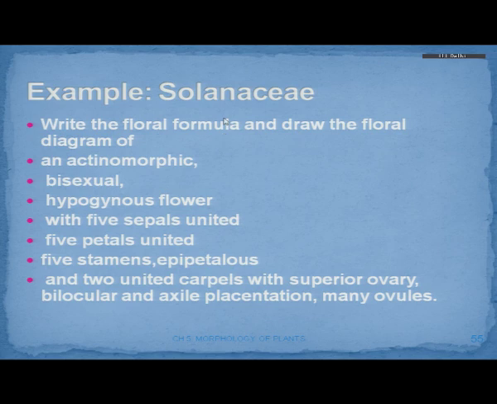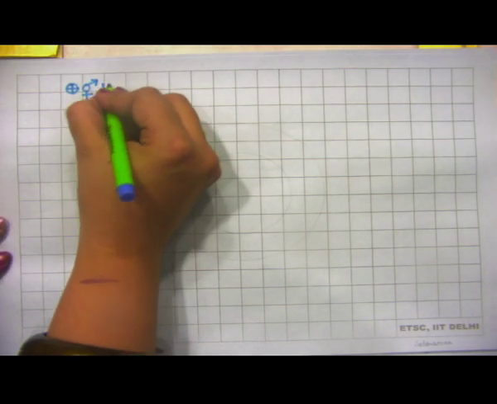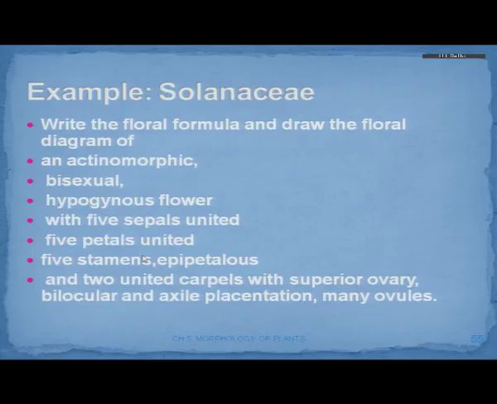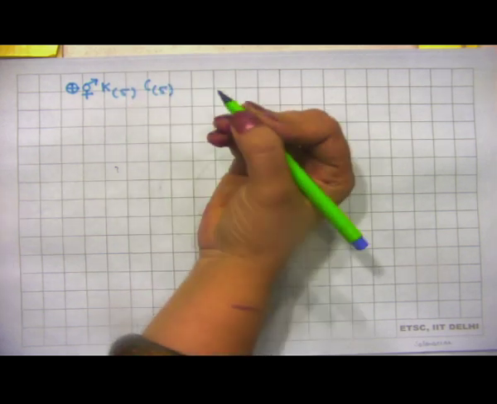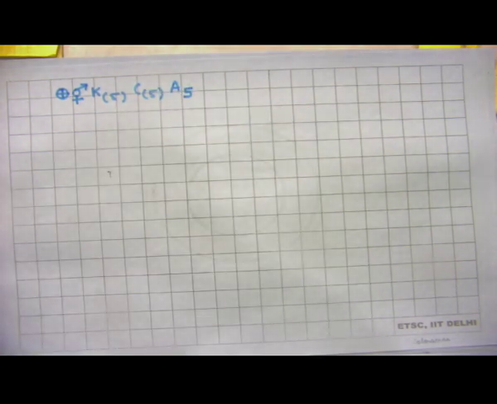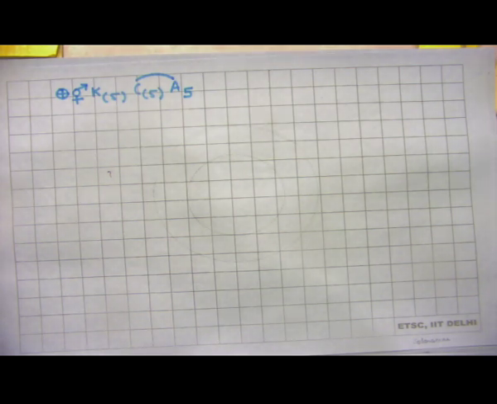Similarly, we can write the floral formula and draw the diagram of family Solanaceae. Here the flower is actinomorphic. Let us do this quickly. Then it is bisexual. So, bisexual flowers are depicted by this symbol. The flower is hypogynous, ovary superior. 5 sepals are there. So, I will write K5 enclosed in a bracket, followed by 5 sepals. These are also united. 5 stamens are there, and now it says that this condition is epipetalous. So, I will show the epipetalous condition by this junction.